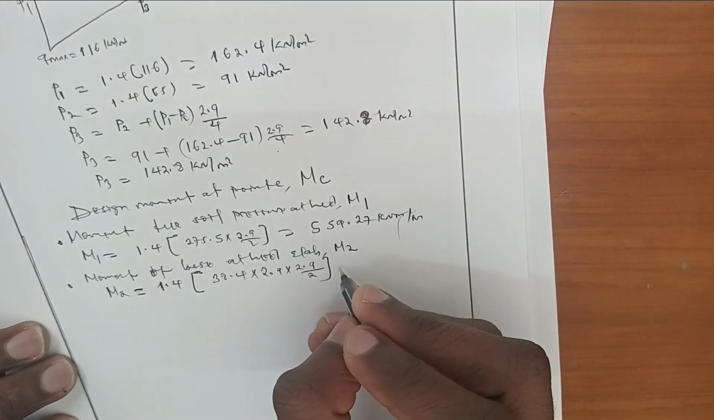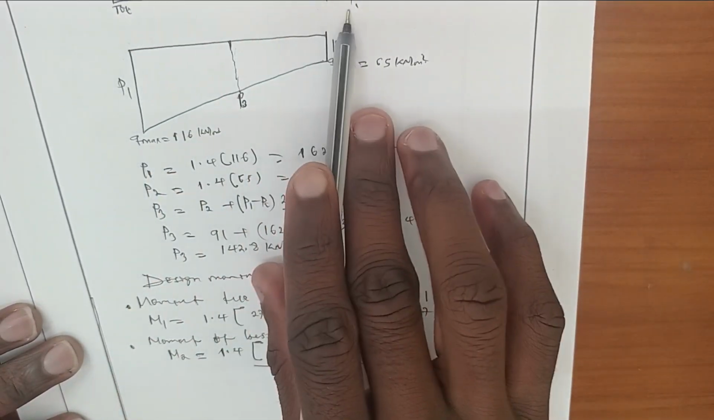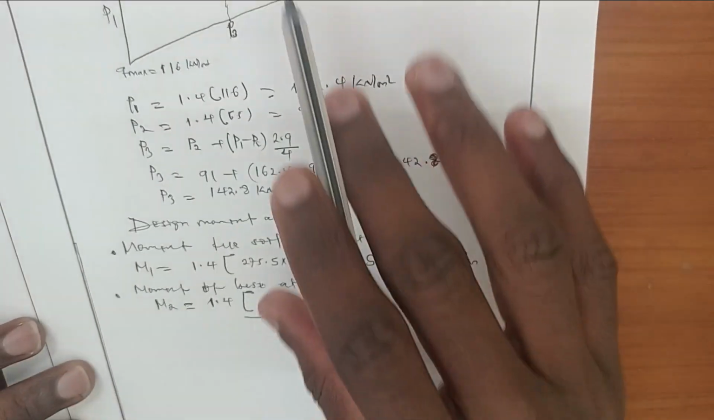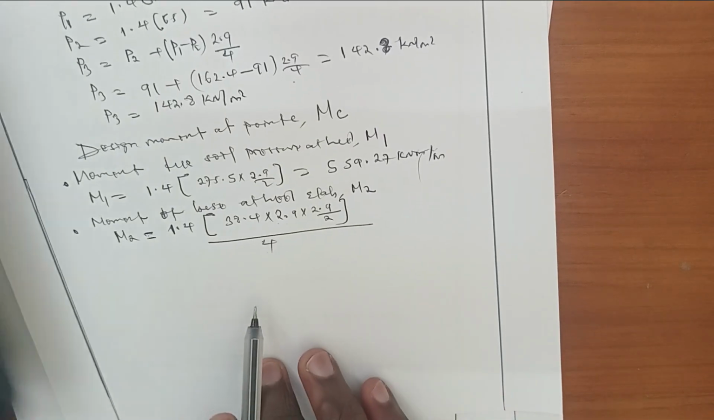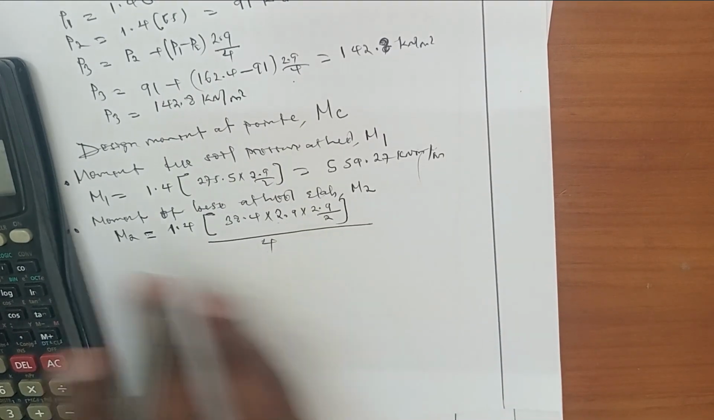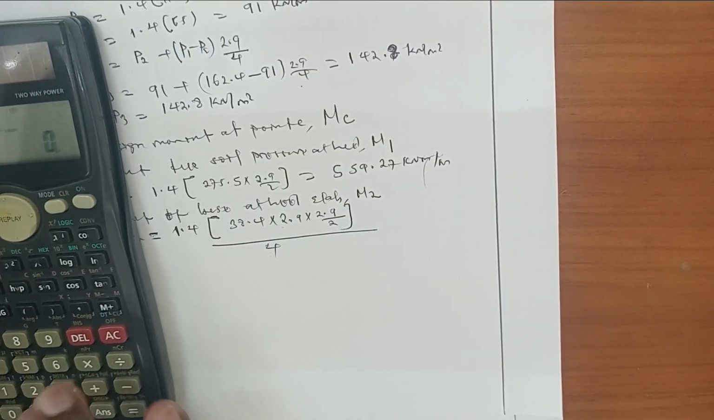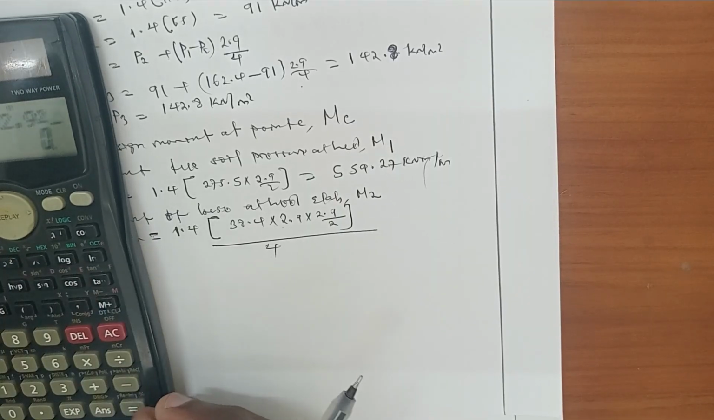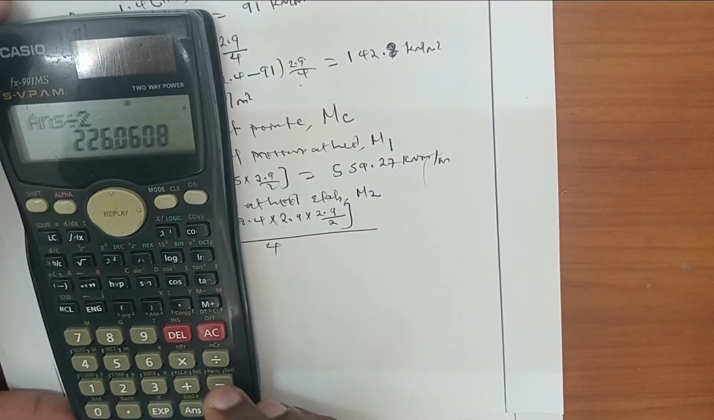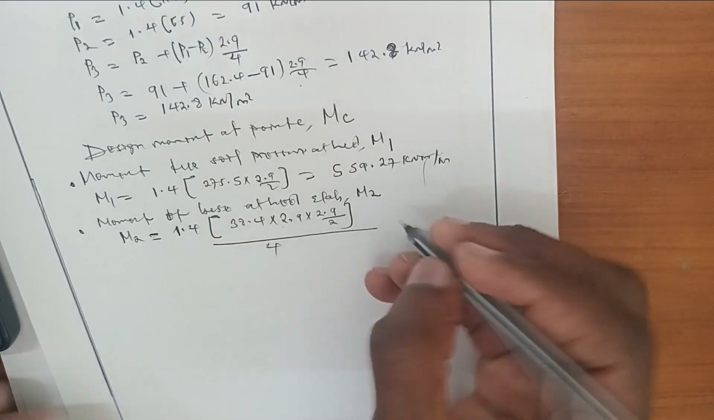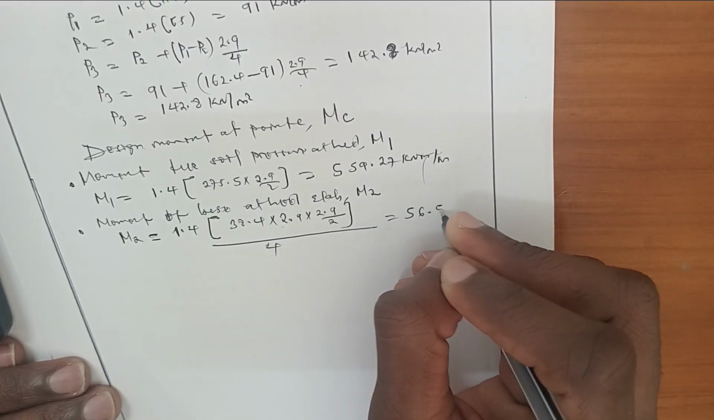Because for the base, we divide by 4, because the total width of the base is 4 and our aim is to design it for the heel. That's why we take this divided by the total width of the base, which is equal to 4, so it is in kilonewton per meter. Okay, 1.4 times 38.4 times 2.9 squared divided by 2, divided by 4. It will be equal to 46.52 kilonewton.